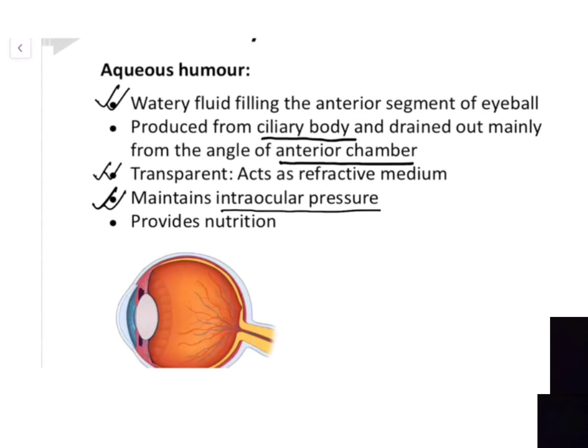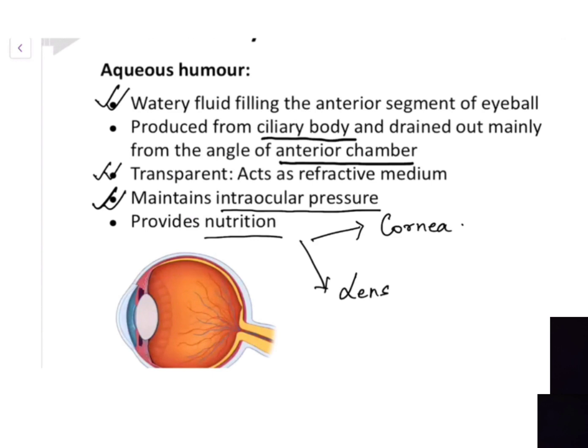Another important function of the aqueous humor is that it provides nutrition to two important structures, mainly the cornea and the lens. We know that these are avascular, they don't have any individual blood supply, so their nutrition comes from the aqueous humor.